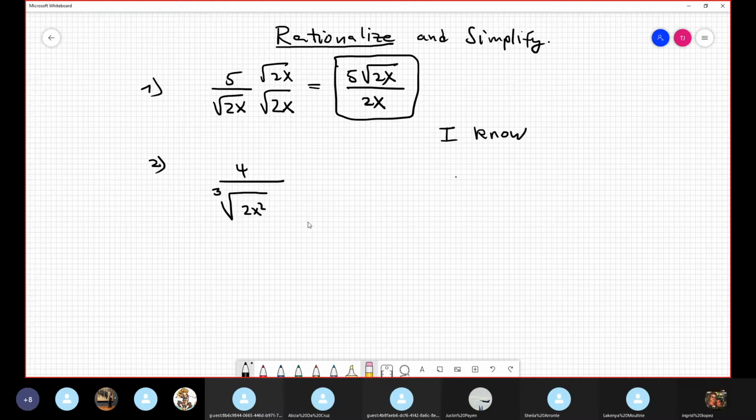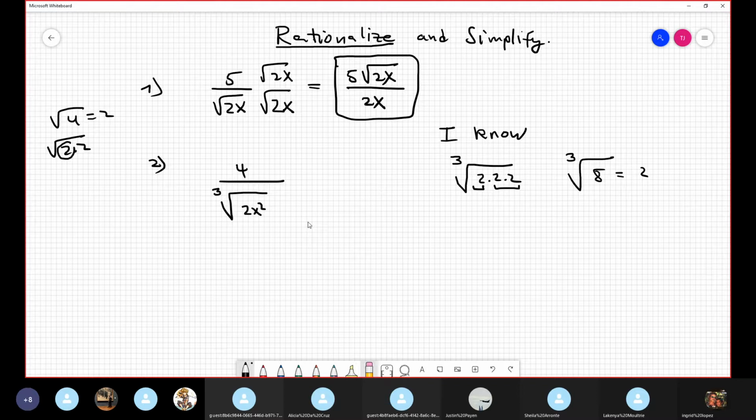To eliminate the cubic root, we need three 2s. By the way, the cubic root of 8, which is 2 times 2 times 2, is 2. So to eliminate this radical, I have in my original problem one 2. We need 2 more. In the square root case, it's easy, because the square root of 4 is 2, which is 2 times 2. We need only one more extra.